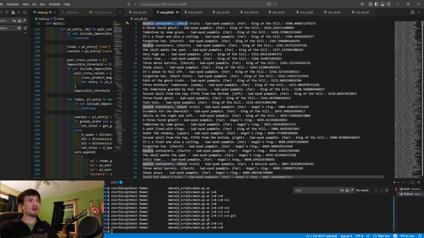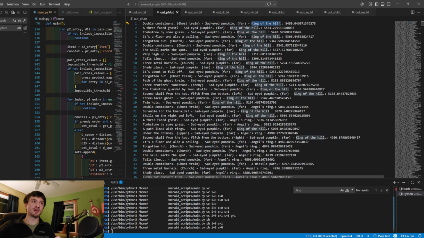It's double containers on Ghost Train, which might sound really weird. Like, why would a Ghost Train piece be in a triangle of one of the biggest sets in the stage, or the biggest set in the stage? But if you actually go into the game and look at it, this piece is farther from the far side-eyed pumpkin than anything else.